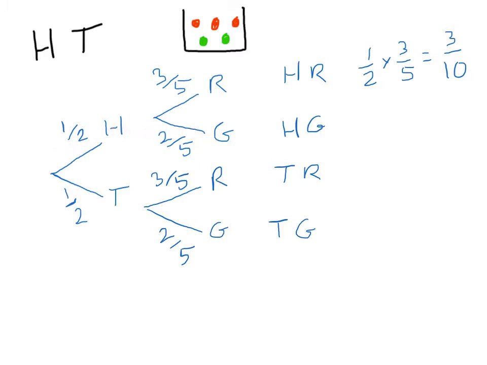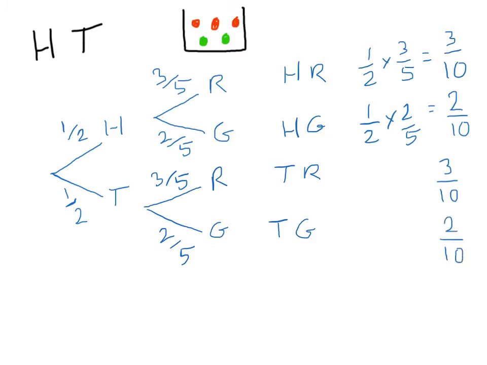So 1/2 multiplied by 2/5. Multiply the numerators, multiply the denominators, and you'll notice that each time we're getting the same denominator. So for the next one, 1/2 multiplied by 3/5 will give us 3/10, and 1/2 multiplied by 2/5 will give us 2/10.